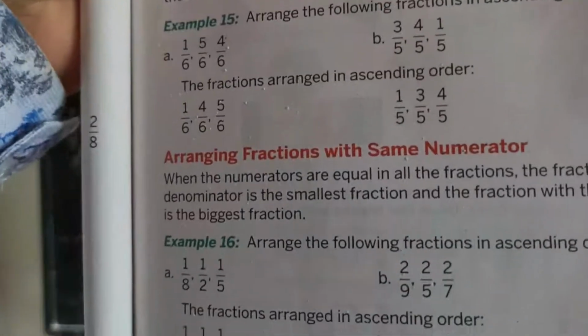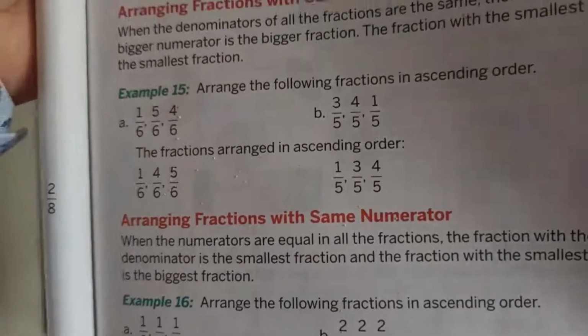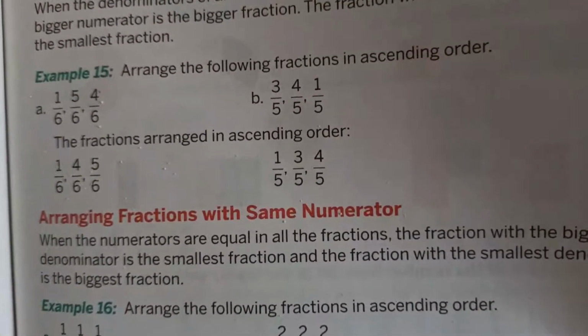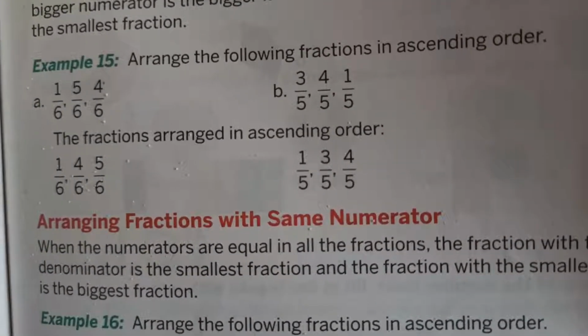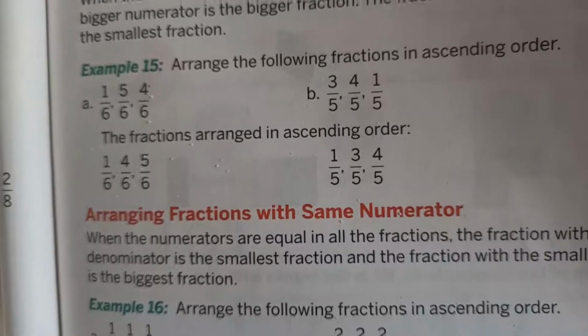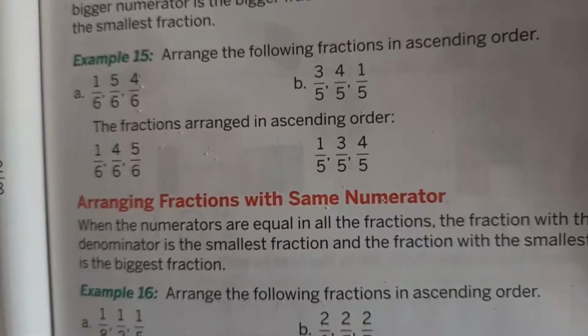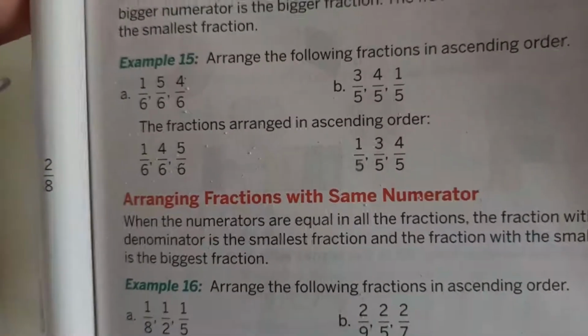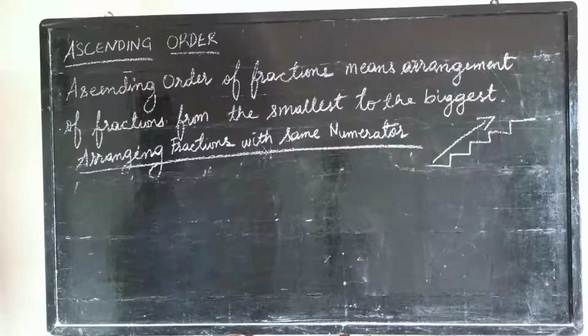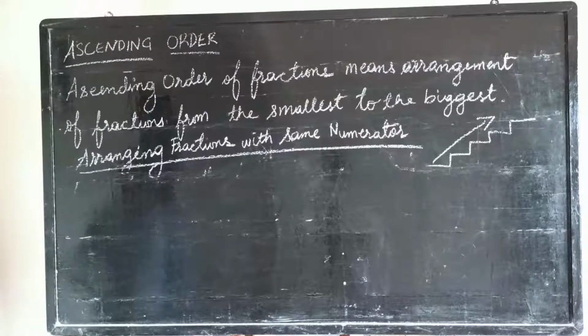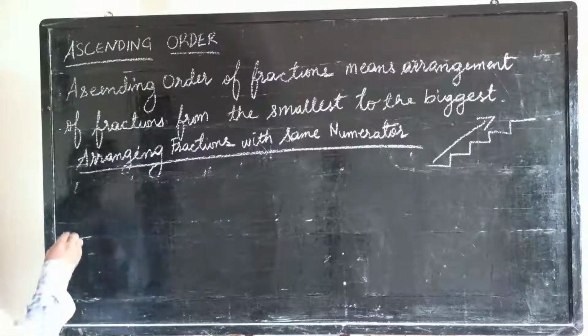Now, arranging fractions with the same numerator. Can you see that? When the numerators are equal in all the fractions, the fraction with the biggest denominator is the smallest fraction, and the fraction with the smallest denominator is the biggest fraction. Now, look at example 16.